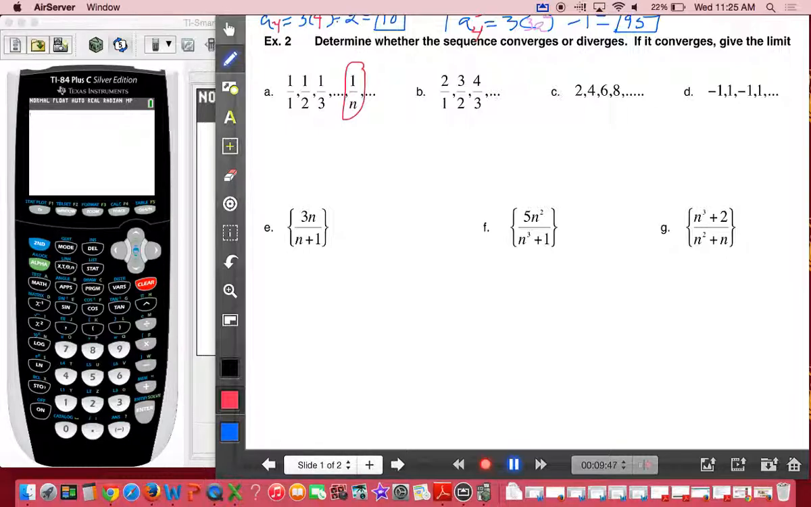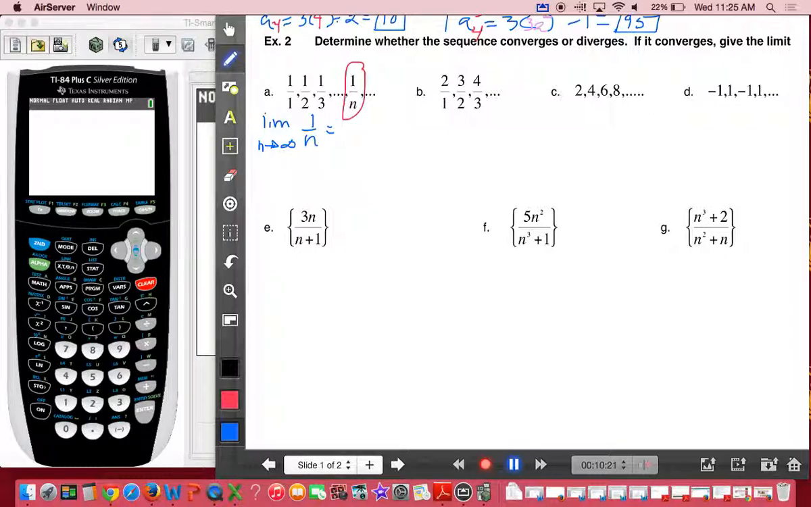And so we are going to find the limit as n approaches infinity of 1 over n. Well, what's going to happen as I replace n with a bigger and bigger value? Because as n approaches infinity, I want to see what happens as it gets bigger and bigger. So what's happening to the value of the number 1/3, 1/4, 1/5, 1/6, 1/7, 1/8? It's getting smaller and smaller and smaller.